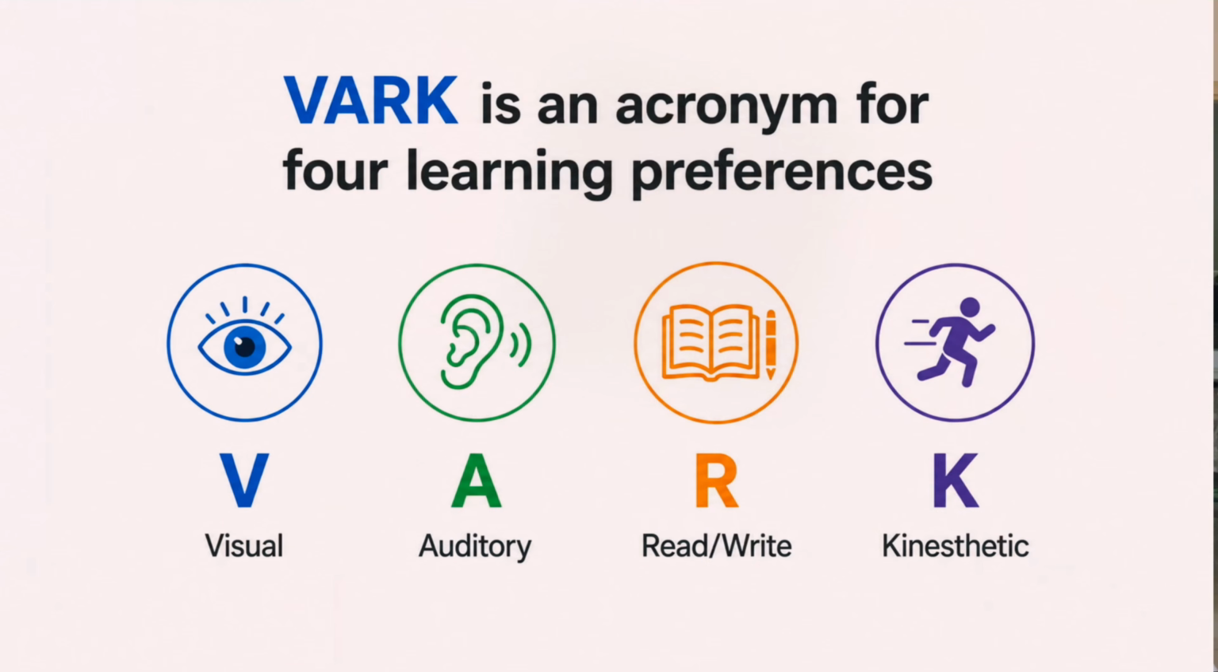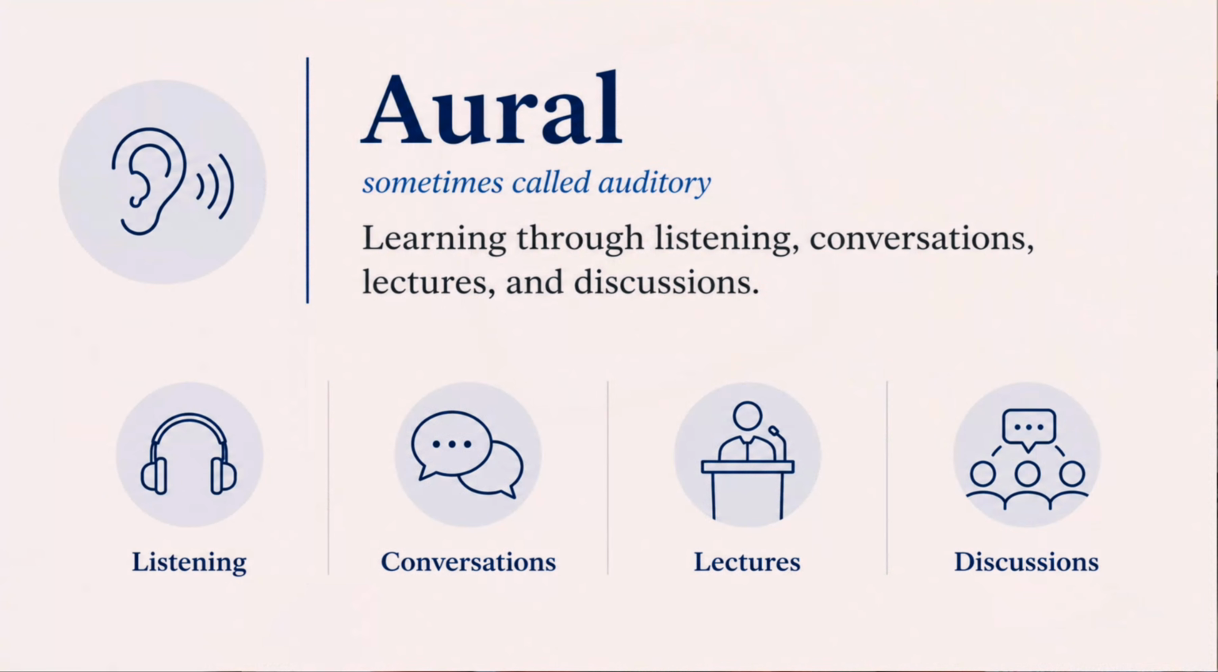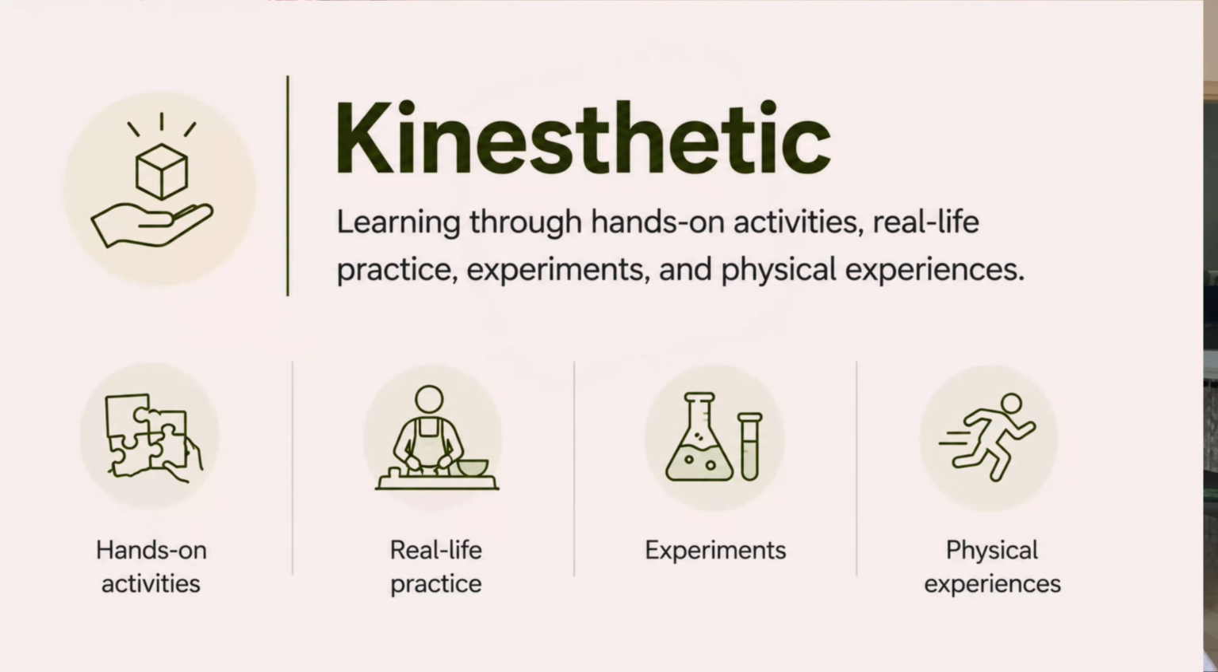VARK is an acronym for 4 learning preferences. Visual: learning through diagrams, charts, graphs, maps, and other visual representations. Aural, sometimes called auditory: learning through listening, conversations, lectures, and discussions. Read or write: learning through text, books, manuals, lists, and written notes. Kinesthetic: learning through hands-on activities, real-life practice, experiments, and physical exercises.